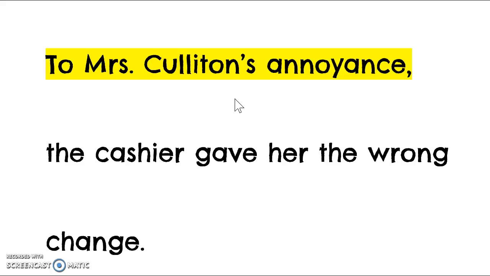To Mrs. Culleton's annoyance, the cashier gave her the wrong change. I'm going to highlight my prepositional phrase, to Mrs. Culleton's annoyance. I can also see that it's being used as a transition because it's at the beginning of a sentence. The subject is cashier. What did the cashier do? The cashier gave. That's an action verb. Once I find an action verb, I have to think about the complement that comes after it.